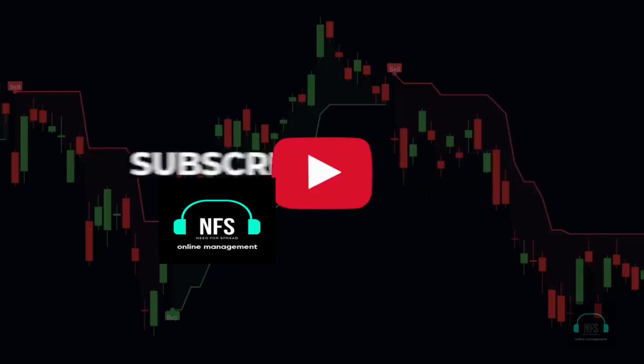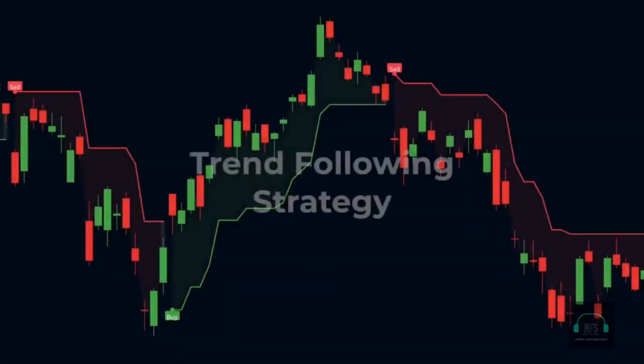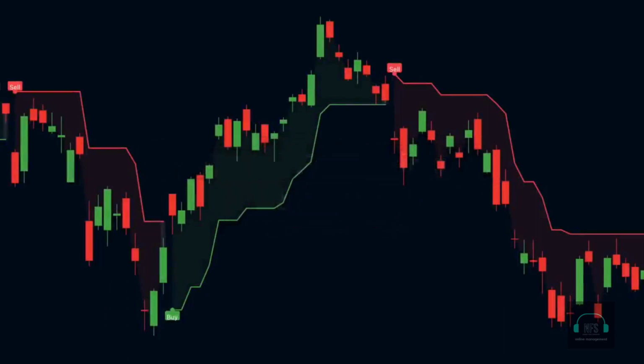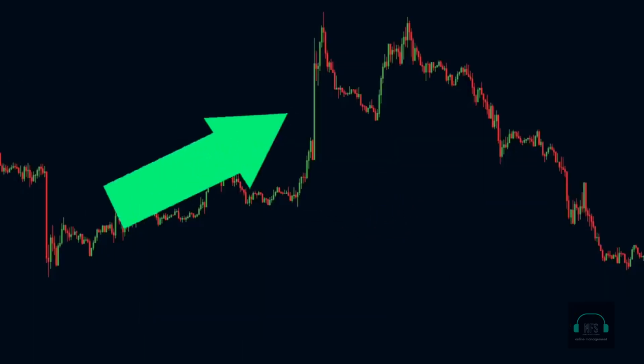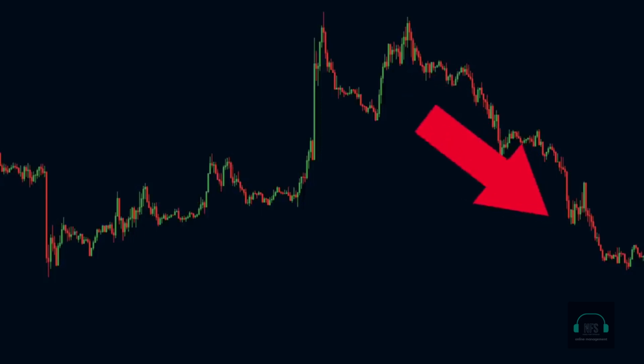With that being said, let's get straight into the strategy. The strategy that I will share today is a trend-following strategy. This means that we will trade in the direction of the trend only. If the price is in an uptrend, we will look for buying opportunities only. And if the price is in a downtrend, then we will look for selling opportunities.